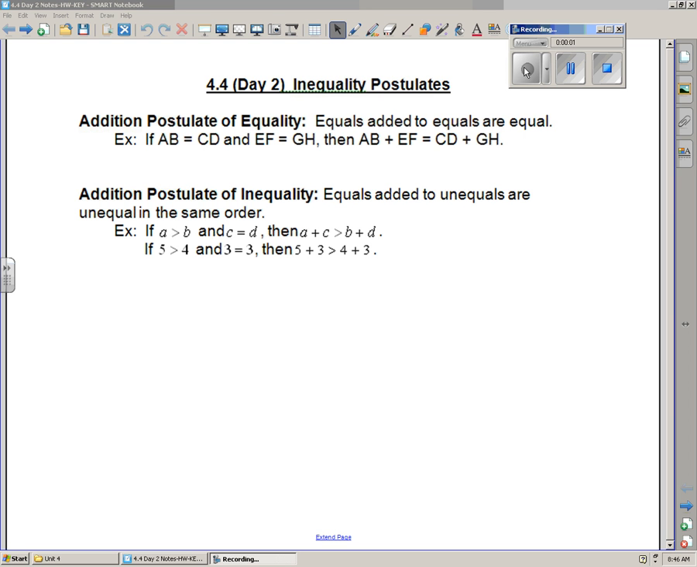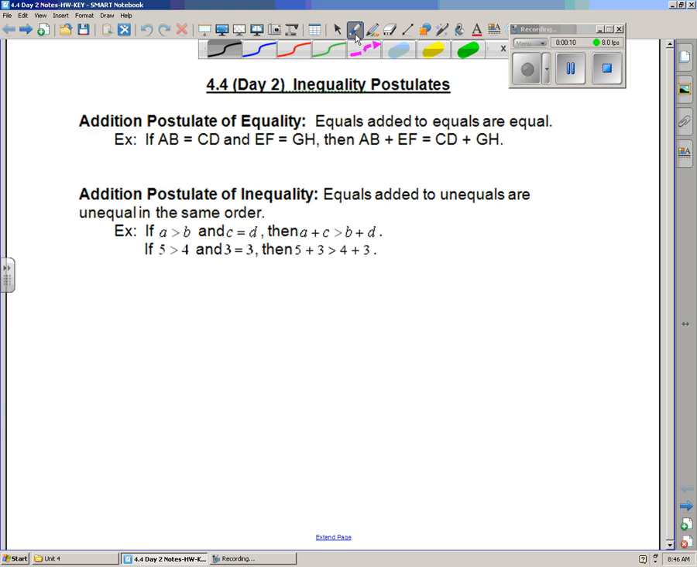All right, so for this lesson, we're going to do more with inequality proofs. You already know the addition postulate of equality, and that's basically where we talked about how equals being added to equals are still equal. You use that a lot in some of those triangle proofs. But now what we're going to do is talk about the addition postulate of inequality, and you're going to start getting a new reason for these proofs.